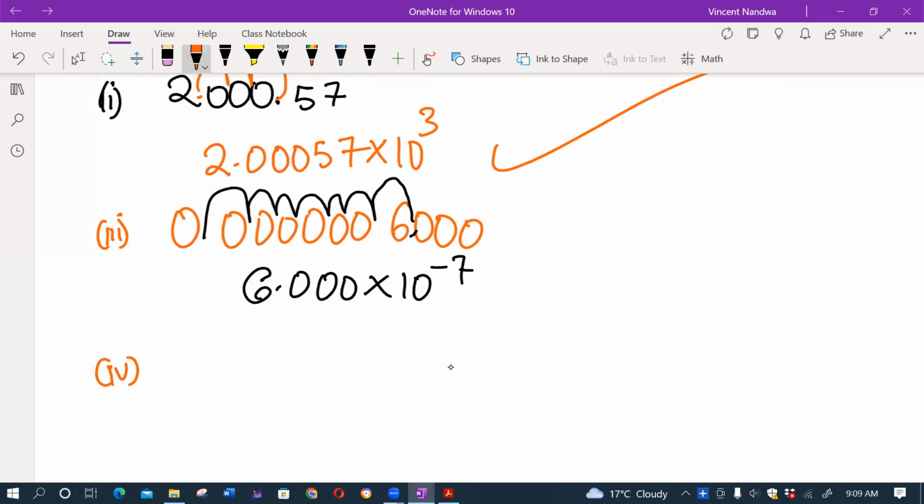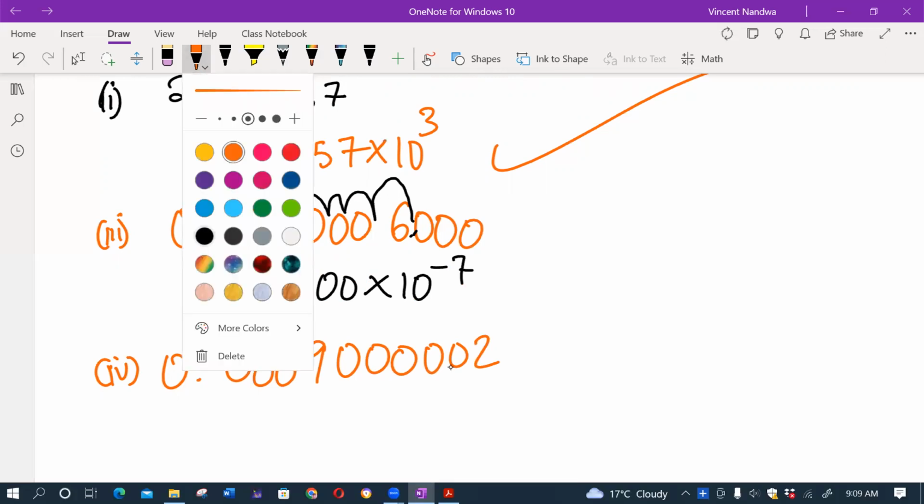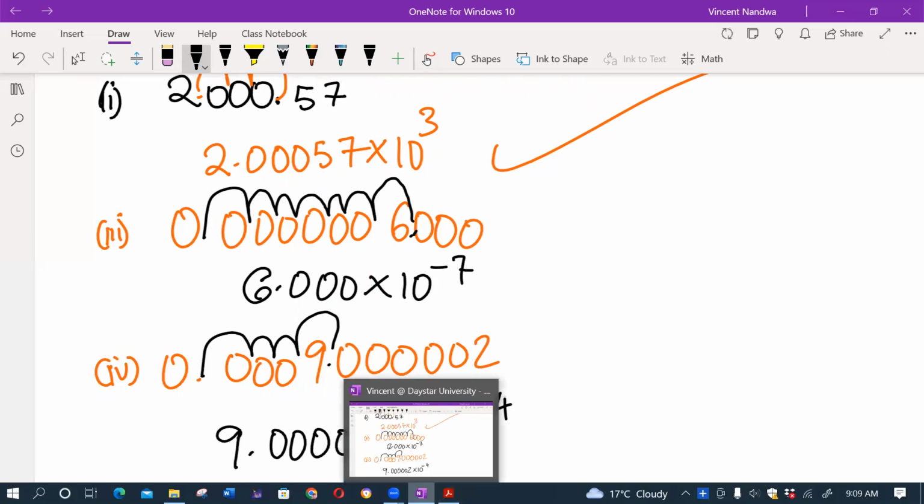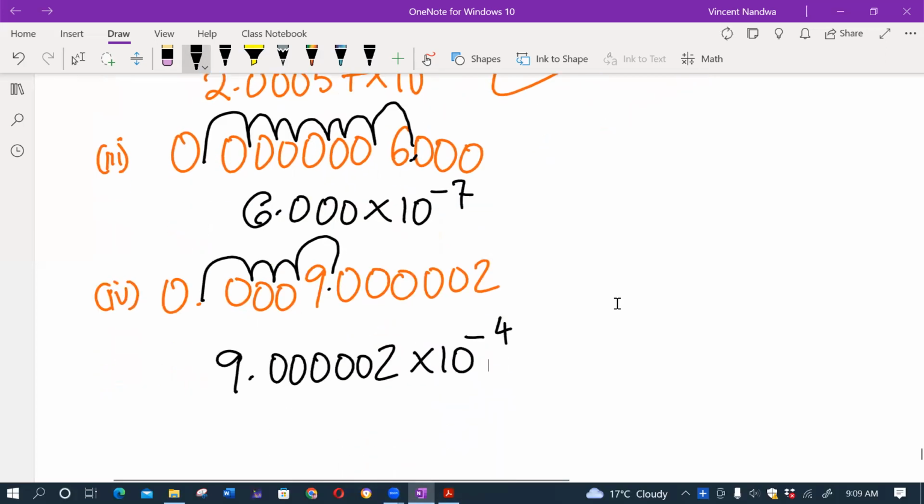Number 4, 0. So 1, 2, 3, 4, 5. The decimal moves to the right. So we have 1, 2, 3, 4. So 9.1235 times 10 raised to power negative 4. So that's the scientific notation of that given number.